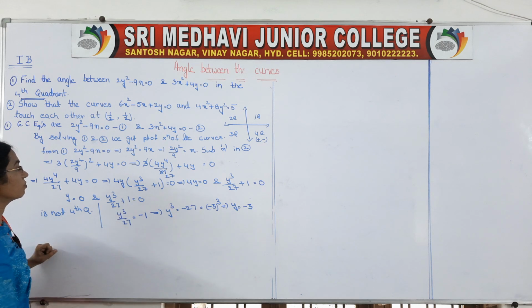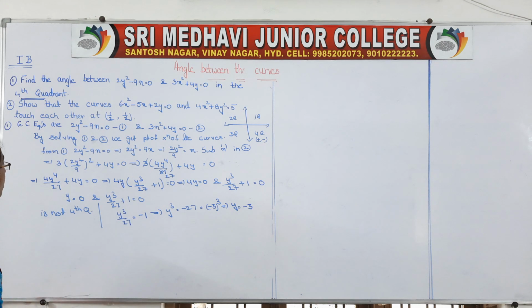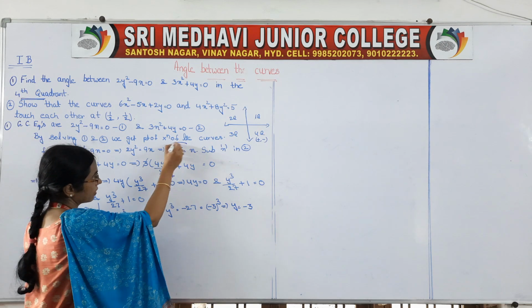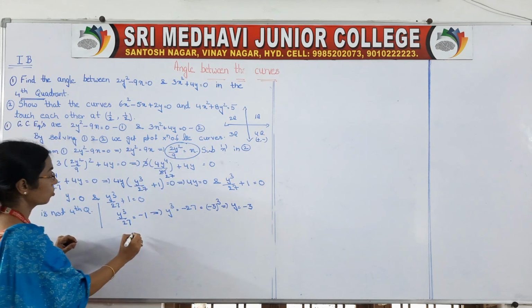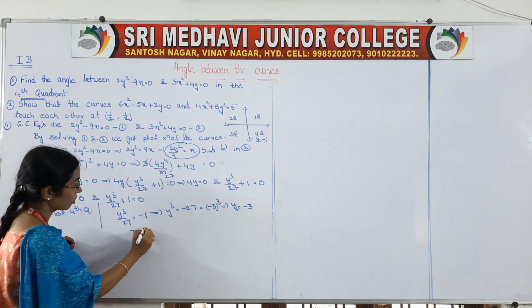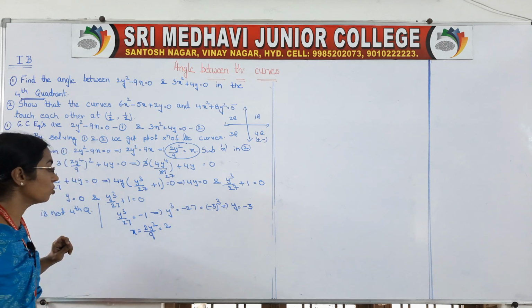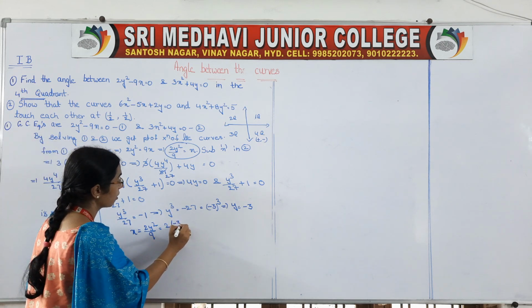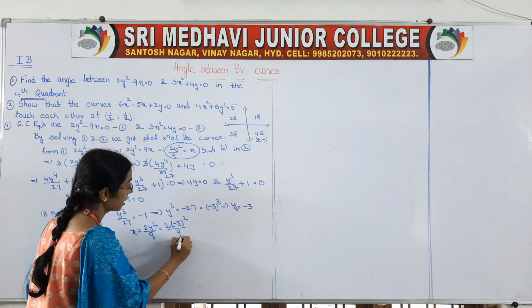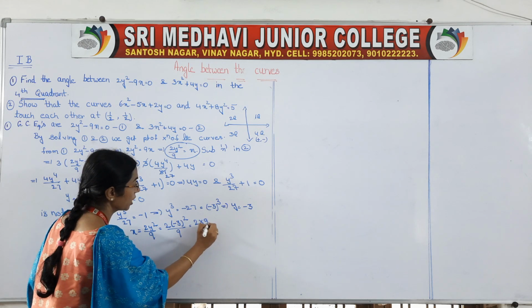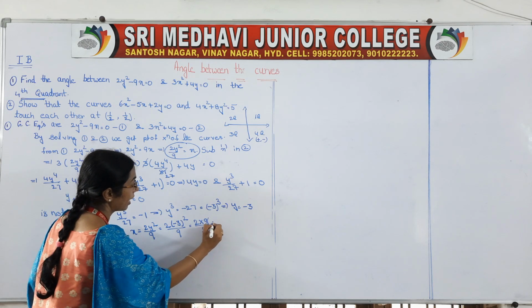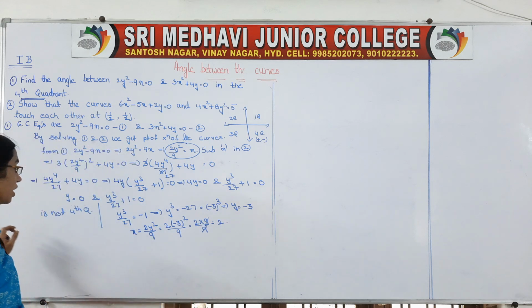Now substitute this y in your x value. We got x is equal to 2y square by 9, which is 2 into minus 3 square by 9, which is 2 into 9 by 9. Cancel, it is 2. So therefore, what is your point of intersection?